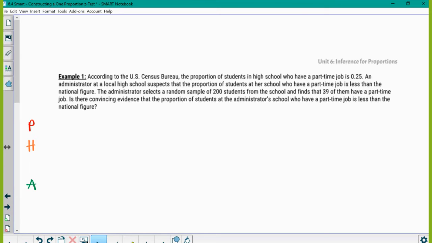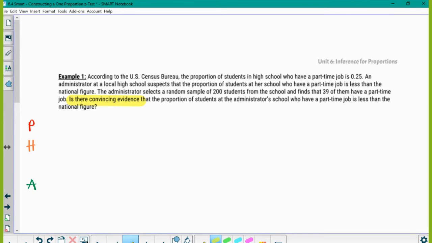I always get the question, how do I know I'm supposed to be doing a significance test? Generally, the language they use on the AP exam is "convincing evidence." That is going to be your signal to go and do a significance test. Sometimes they're very kind and they'll outright say, do a significance test. Often, this is how it will appear: that the proportion of students at the administrator's school who have a part-time job is less than the national figure.